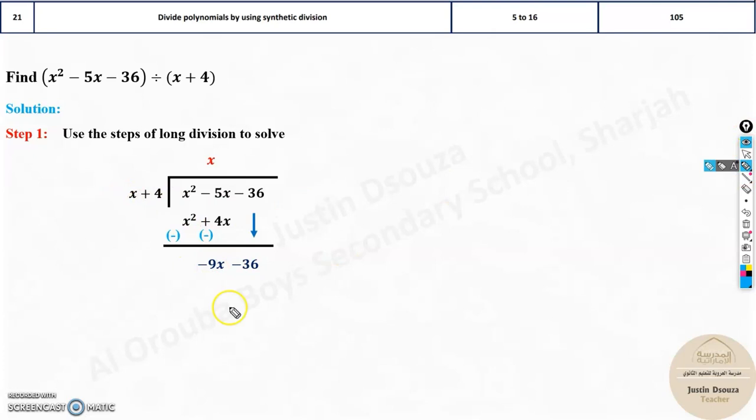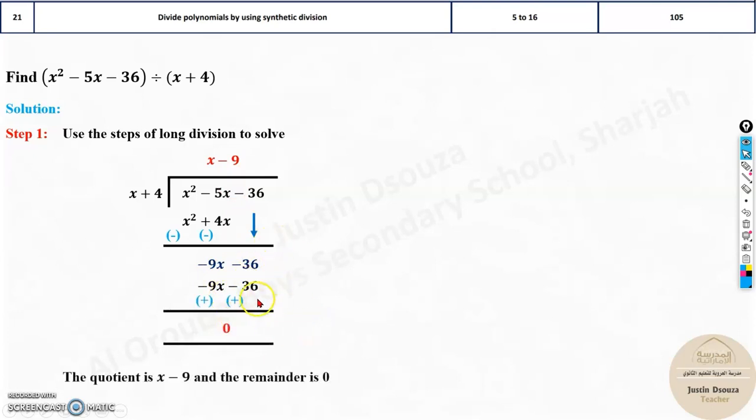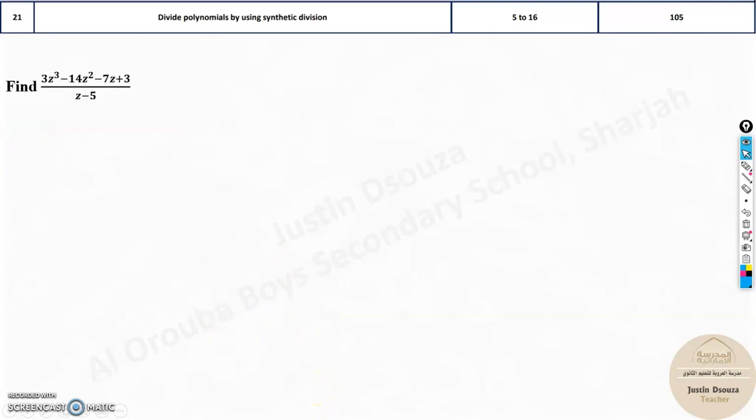If you're getting confused, just divide this over here, divided by x. This x cancels, what's remaining? Minus 9. So you have to multiply x by minus 9 and you'll get minus 9x. 4 times minus 9 is minus 36. They are the same terms, so when you subtract them, it will be 0. That's the answer. The quotient is x minus 9. The remainder is 0.